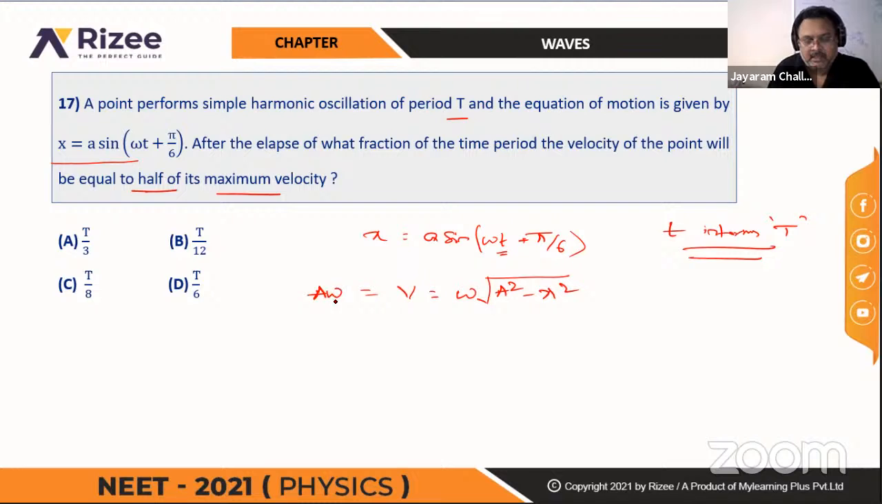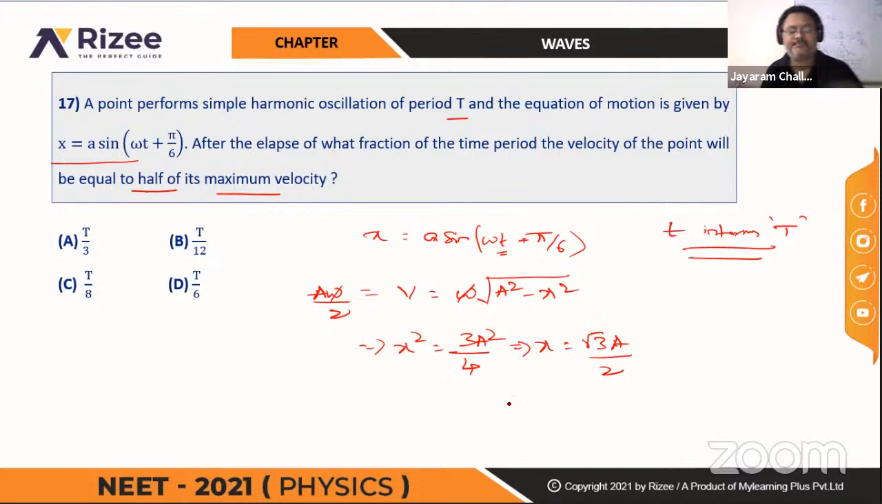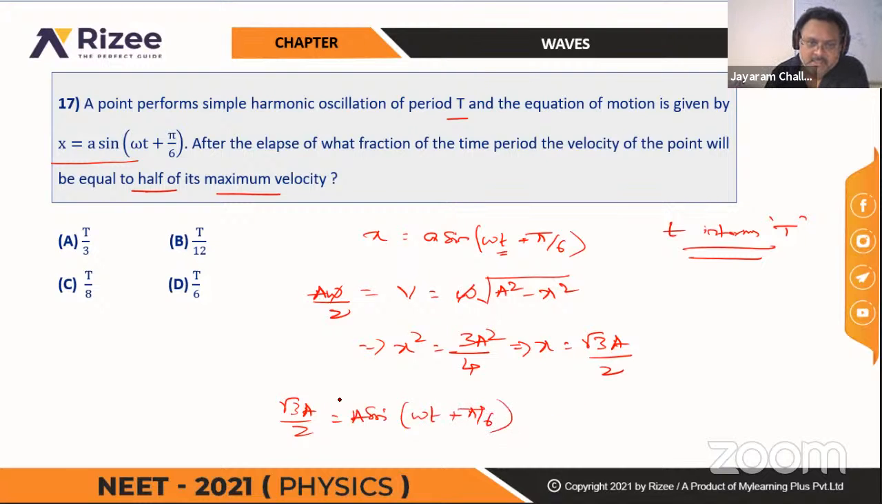That means aω/2, ω goes off. On solving this, x² = 3a²/4. In that sense, x = √3 a/2. Now when we substitute this x value in the given equation, that is √3 a/2 = a sin(ωt + π/6). So a can be removed, and this gives π/3 = ωt + π/6.